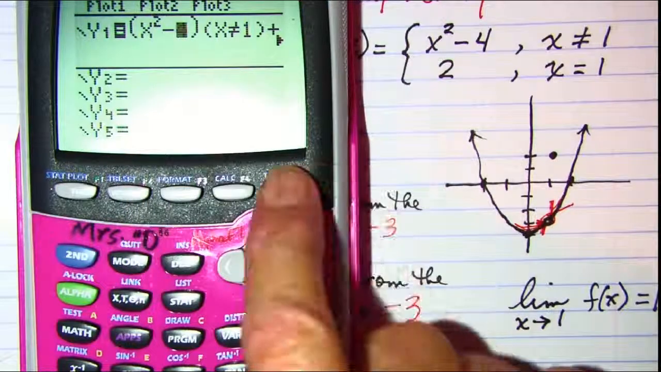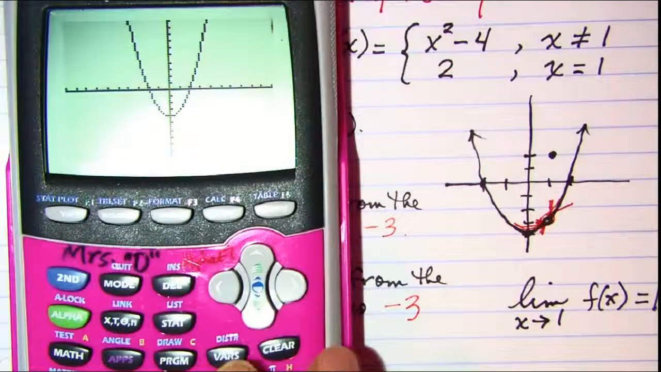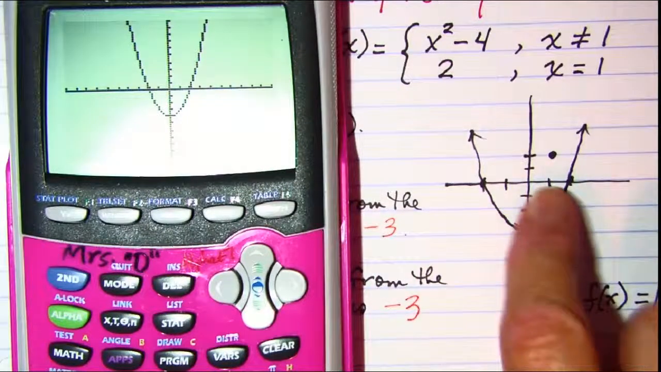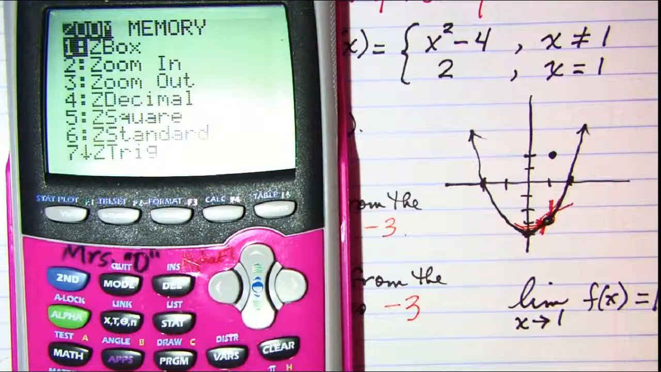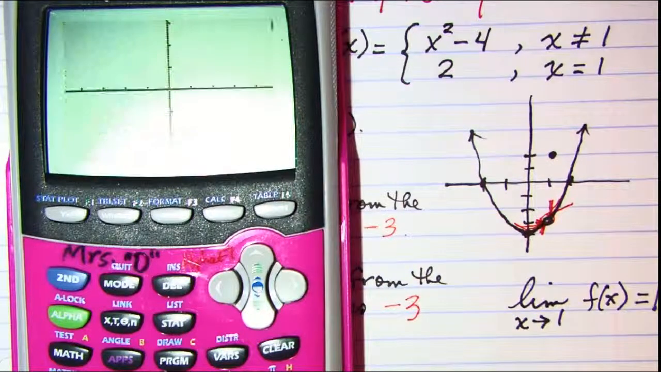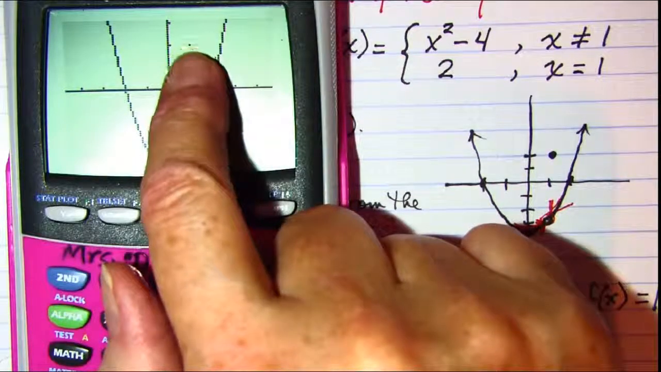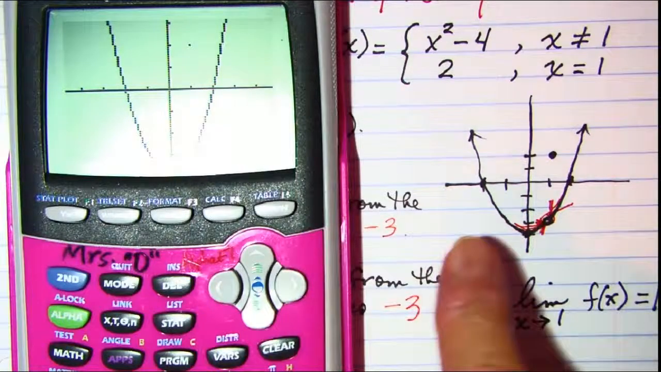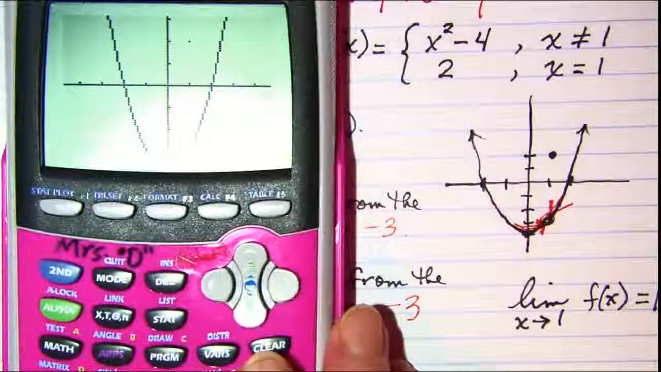So if we look at the graph, now I don't think that the dot shows up. No, this dot won't show up. Let me do a zoom decimal, which is zoom 4. And yeah, there it is. Okay, when you do a zoom decimal, that value, when x equal 1, does show up, but otherwise it doesn't.